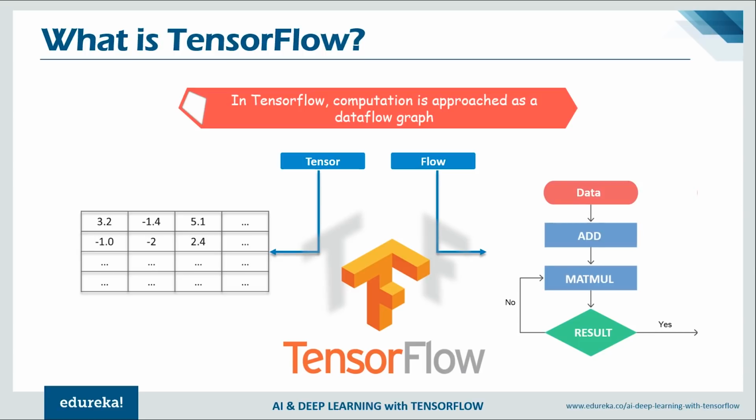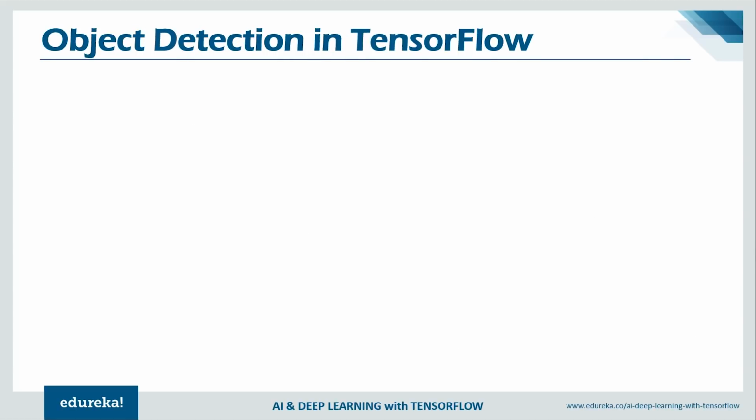TensorFlow can run on multiple CPUs and GPUs with optional CUDA and SYCL extensions for general purpose computing on graphics processing unit. And TensorFlow's flexible architecture allows for easy deployment of computation across a variety of platforms, which are the CPUs, GPUs, and the TPUs, and from desktops to clusters of servers to mobile and edge devices. Now, TensorFlow computations are expressed as stateful data flow graphs. The name TensorFlow derives from the operations that such neural networks perform on multidimensional data arrays, which are known as the tensor.